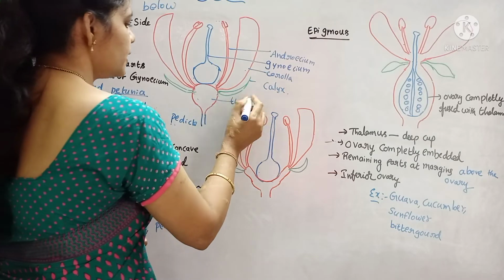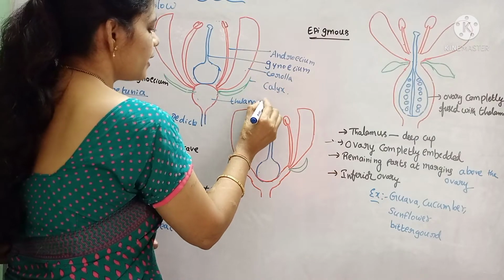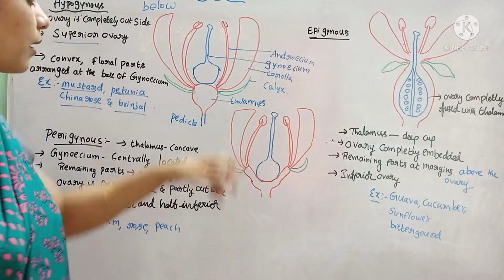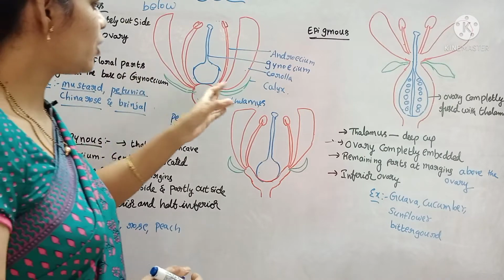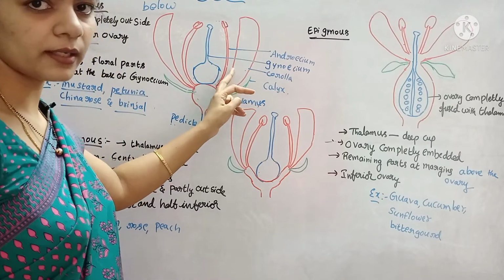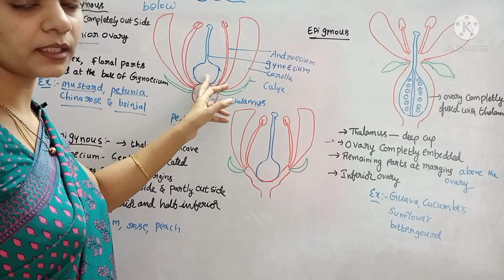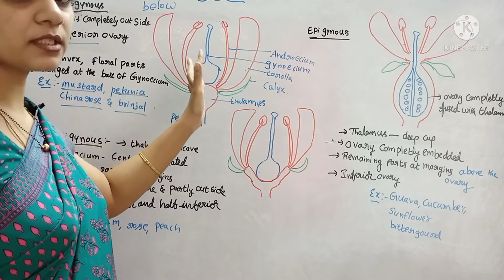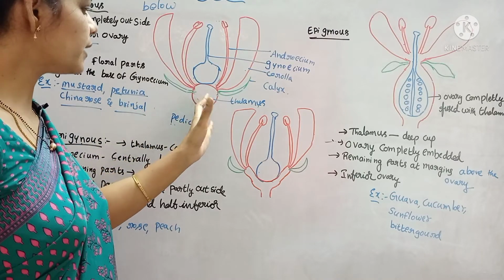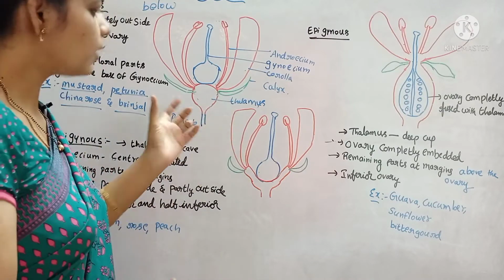And if you see, four whorls of floral parts are arranged: calyx, corolla, androecium and gynoecium. We have already studied that calyx and corolla are called accessory parts of the flower, androecium is the male reproductive organ and the gynoecium is the female reproductive organ. These whorls of floral parts may be arranged differently in different flowers on the thalamus.